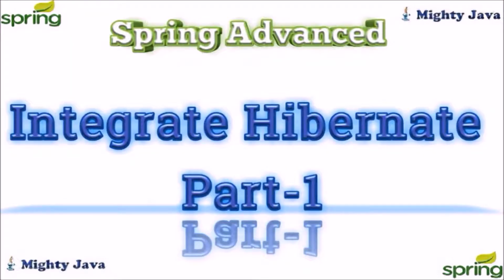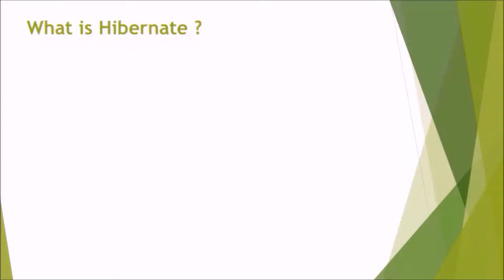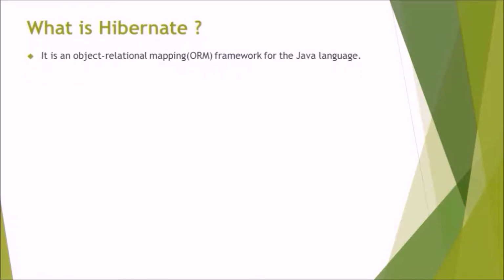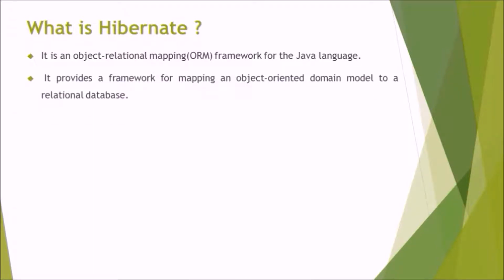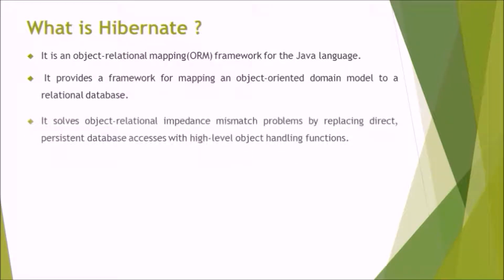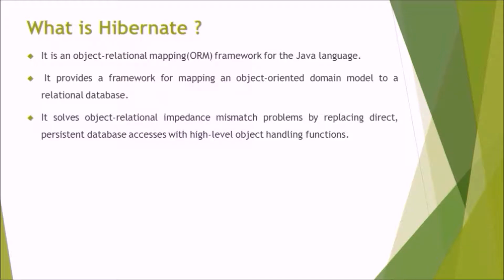In this video, we will see how to integrate Hibernate with Spring MVC. What is Hibernate? It is an object relational mapping (ORM) framework for the Java language. It provides a framework for mapping an object-oriented domain model to a relational database. It solves object relational impedance mismatch problems by replacing direct persistent database accesses with high-level object handling functions.